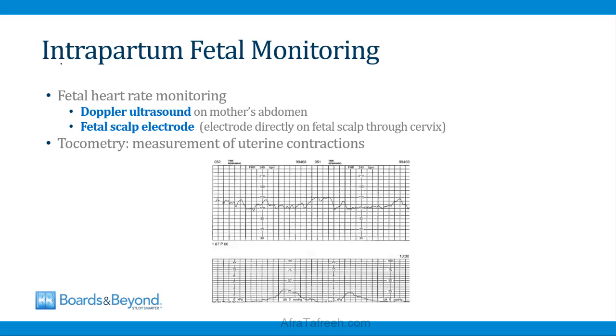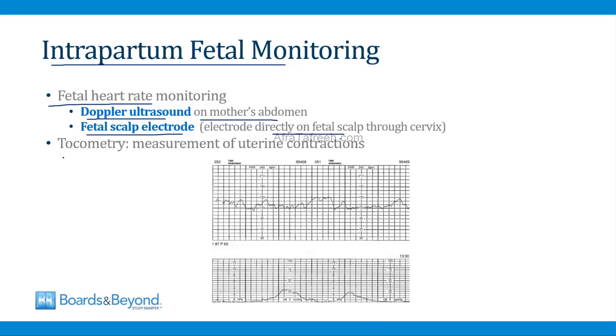During labor and delivery, there are two standard elements of intrapartum fetal monitoring. The first is monitoring of the fetal heart rate. This is commonly done in one of two ways. The first is Doppler ultrasound, which can be placed on the mother's abdomen. The second is a fetal scalp electrode, which is an electrode directly placed on the fetal scalp through the cervix. This usually requires the membranes to be ruptured.